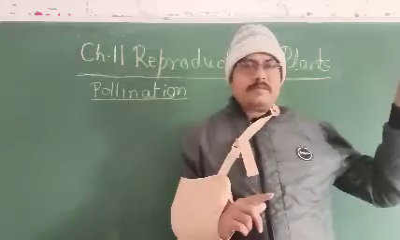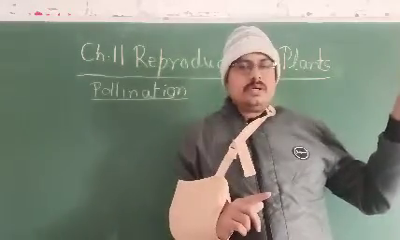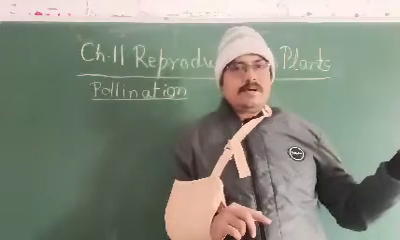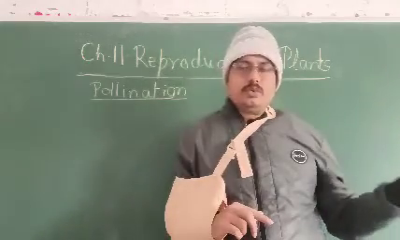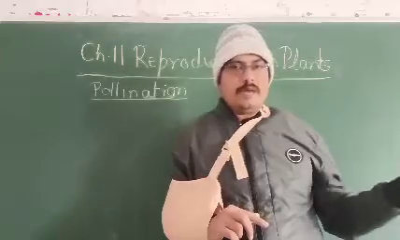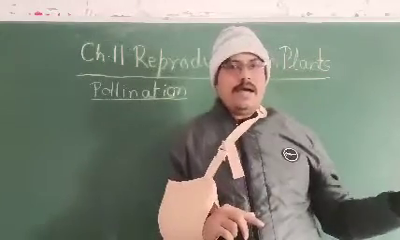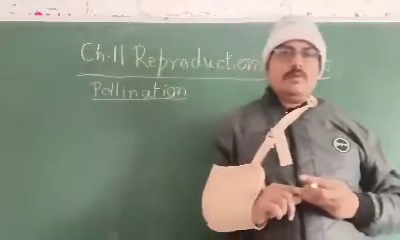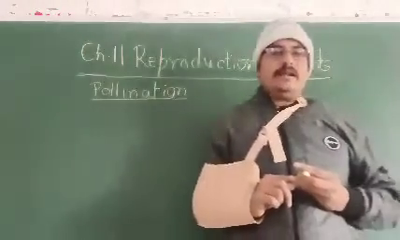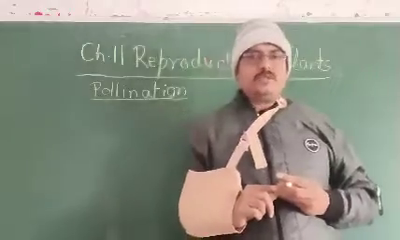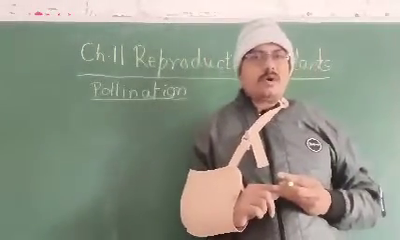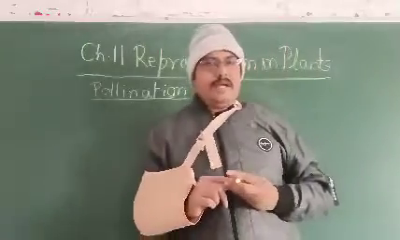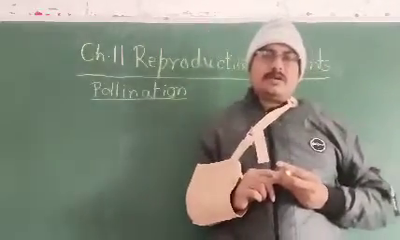From the stigma it passes through the pollen tube, through the style to the ovary, and goes inside the ovule, and inside that ovule it attaches with the ovum. So this transfer of pollen grain from the male part to the female part, from anther to stigma of the flower, is called pollination, in which I have explained self-pollination and cross-pollination.